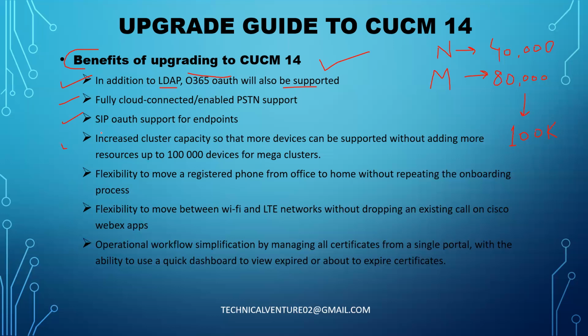As you can see, it increased the cluster capacity so that more devices can be supported without adding more resources. You don't need anything else. Up to 1 lakh devices for mega clusters. For a normal cluster, you don't need anything. If you have more than 40,000 devices, then either you can take another cluster, or you can use the same cluster but ask Cisco, okay, I need a mega cluster. They will provide you the licensing files, and when you upload them, you will have a capacity of 80,000 users previously, before the CUCM 14 version. So now you have 1 lakh devices for this mega cluster, right?